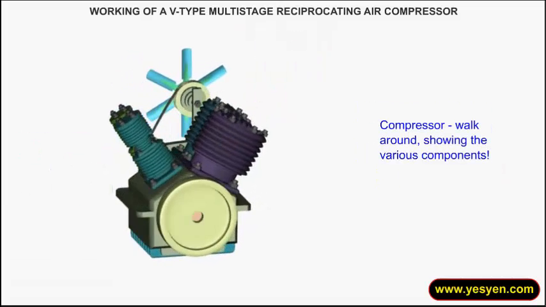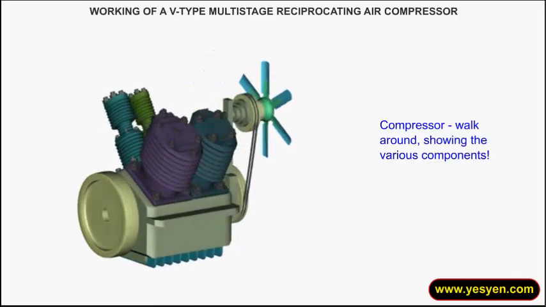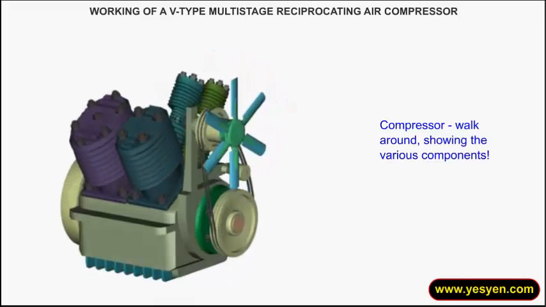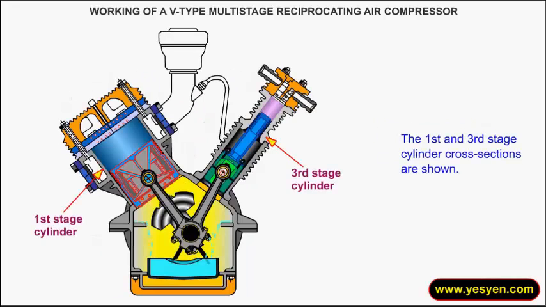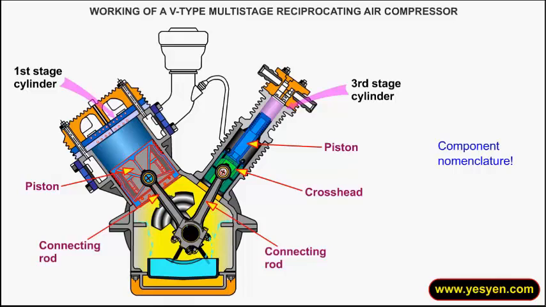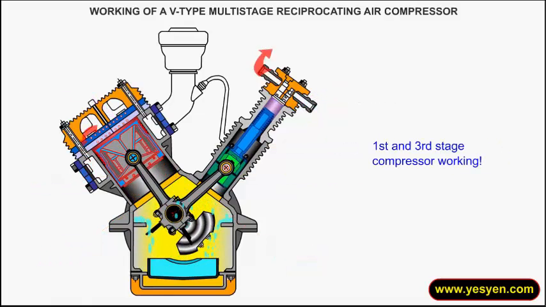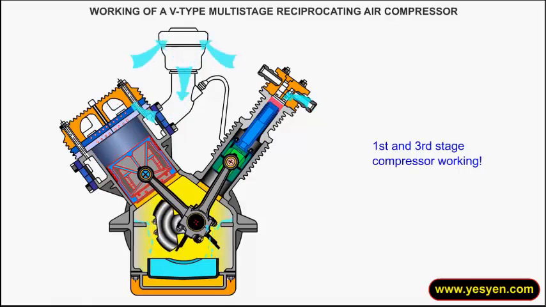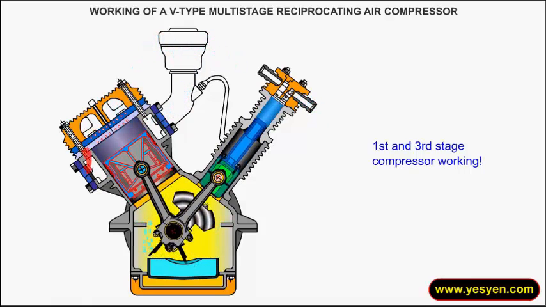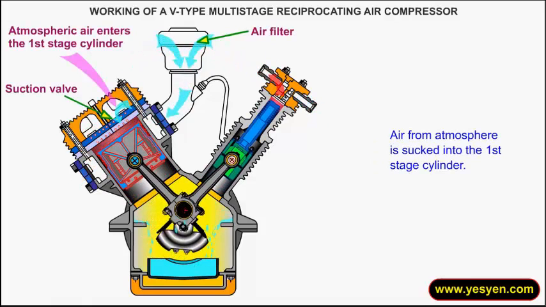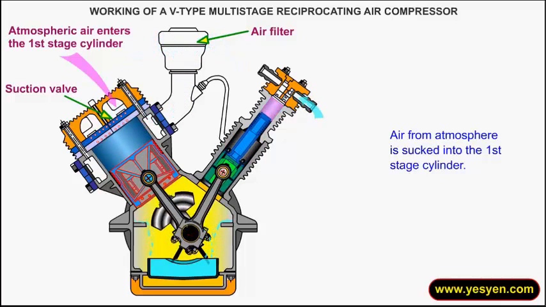Compressor, walk around, showing the various components. The first and third stage cylinder cross sections are shown. Component nomenclature. First and third stage compressor working. Air from atmosphere is sucked into the first stage cylinder.